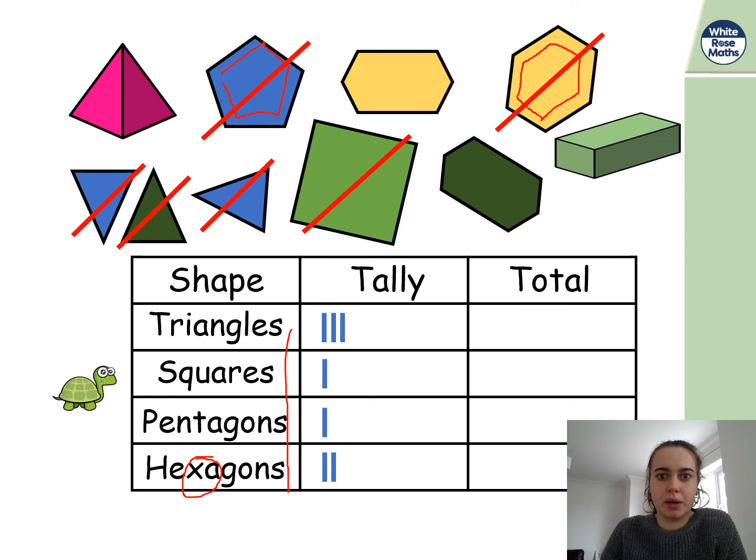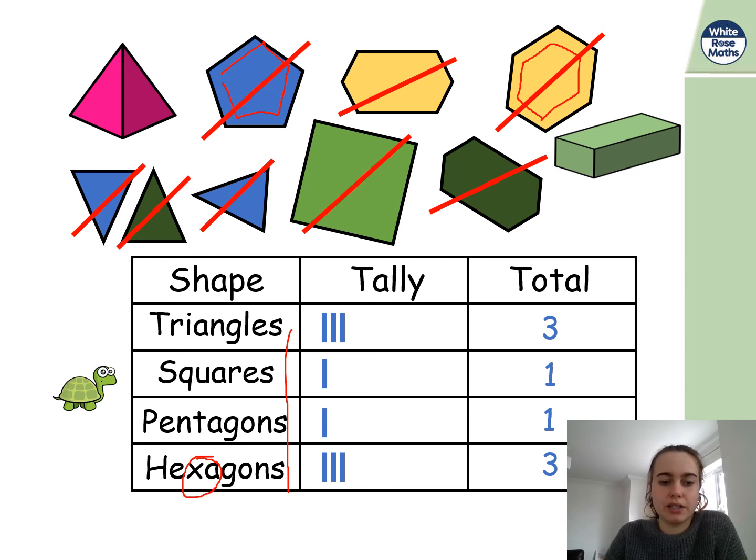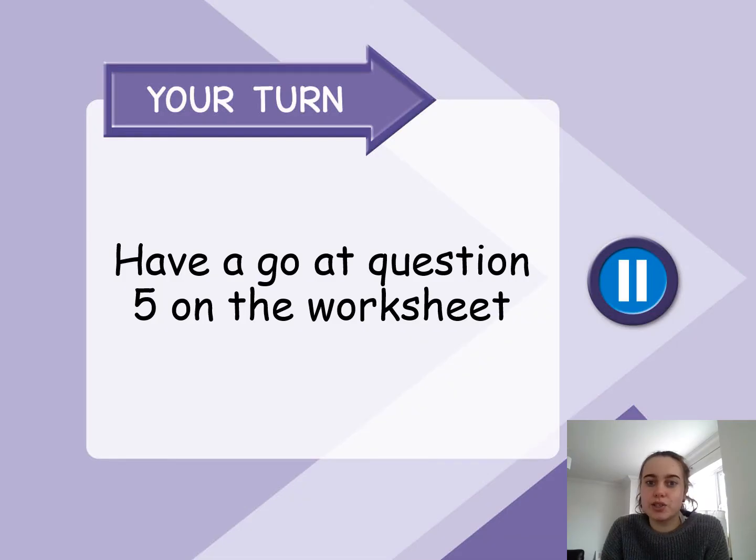What do you think that shape might be? That's right, that's also a hexagon. That shape is also a hexagon. And last of all, we've got a cuboid, so that doesn't go in any of them. So there we go, we've got our tally of our different shapes. So it's your turn now to have a go at either question 5 or begin your worksheet. Good luck, everyone.